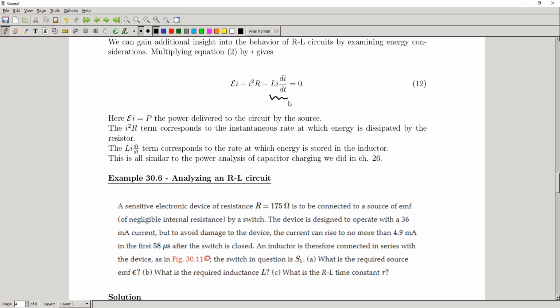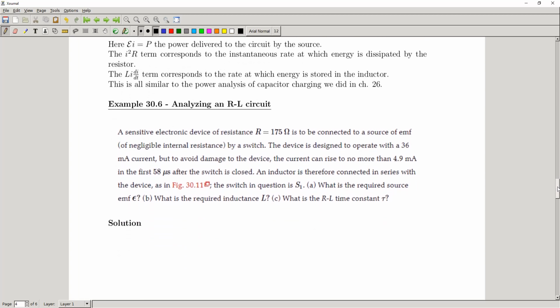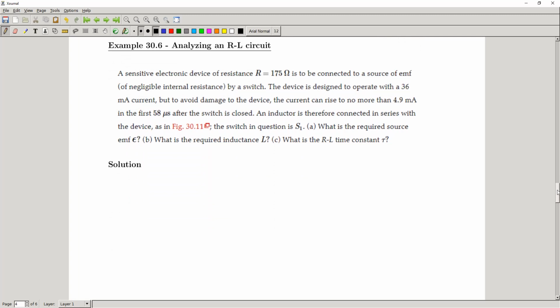This third term here, L i di/dt, corresponds to the rate at which energy is stored in the inductor. So we have energy being supplied. Some of that energy gets dissipated by the resistor. Some of it gets stored in our inductor. And that's exactly what we expect to see, energy being conserved. We have energy being supplied and energy being dissipated and stored, so there's no unaccounted-for energy, which is exactly what we need by energy conservation. This is a similar situation to what we talked about in chapter 26 with the charging and discharging of capacitors. Same idea with some slightly different expressions, but the ideas are still somewhat analogous.